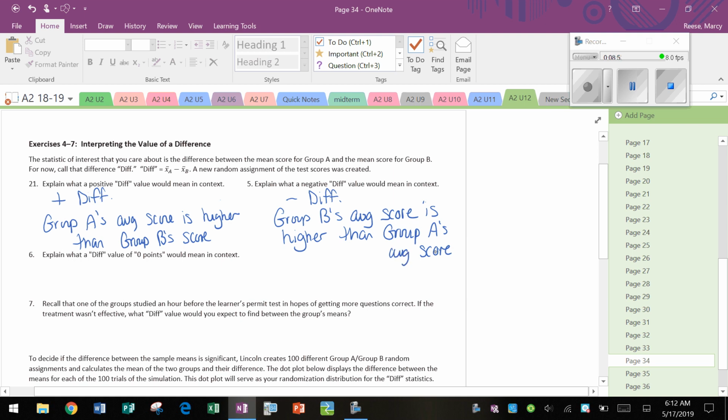Okay, and what if it is a diff value of 0? Okay, don't kill yourself on this one. You got it. Both groups have the same average score.